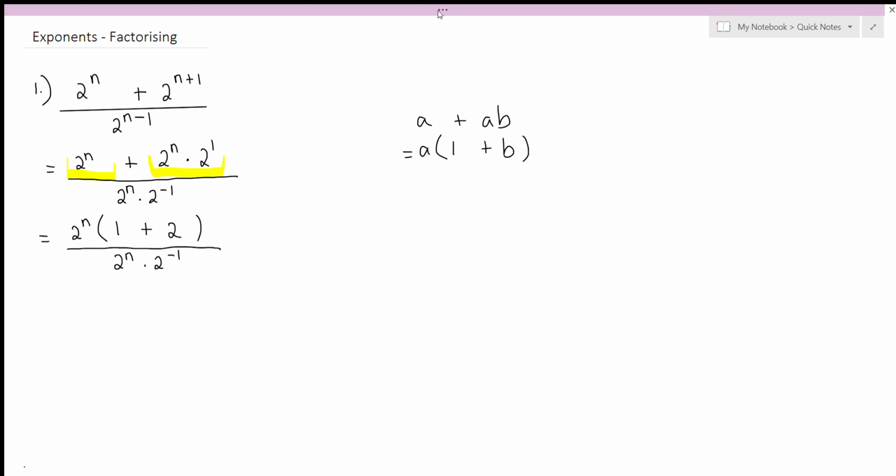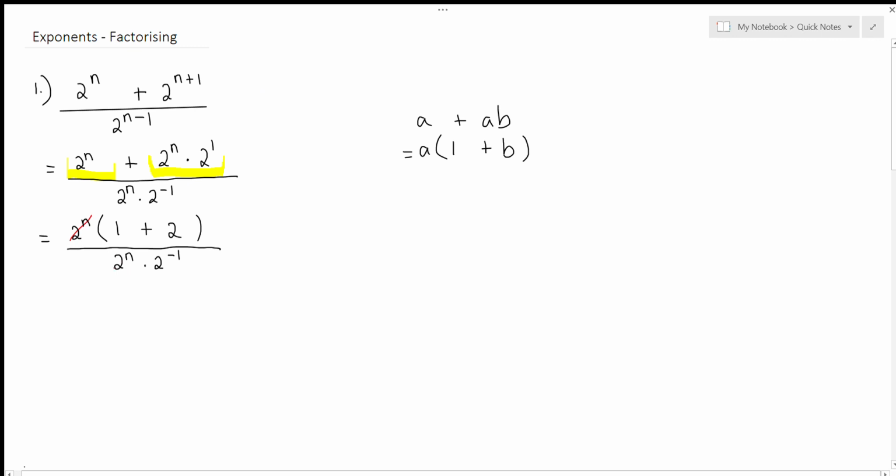I'm now going to cancel my 2 to the power of n with 2 to the power of n. Now in my numerator, I have 1 plus 2, which would give me 3, divided by, this 2 to the power of n disappeared, right? So it's going to be 3 divided by 2 to the power of negative 1.